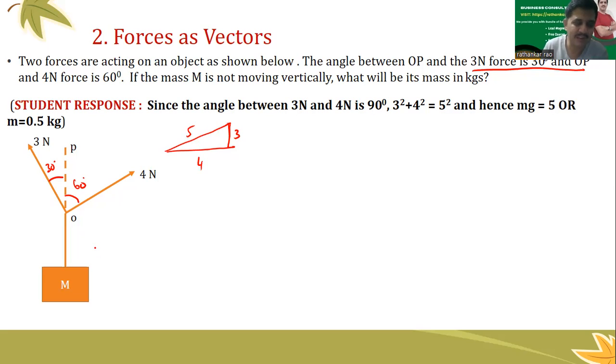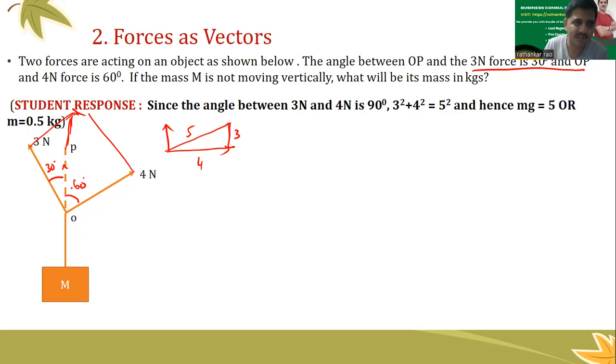Now, what the students have done is, they have also done the same thing. You had a 3 and a 4. If I put the 3 here and you put the 4 over here, the resultant of this should be equal to 5 units. This is what they thought. They thought the angle between them is 90, and as a result this should be equal to 5 units, so this could be your resultant. I can join it like this, and as a result this length should be 5 units, and this mg should be equal to 5 Newtons, or m should be equal to 0.5 kg.